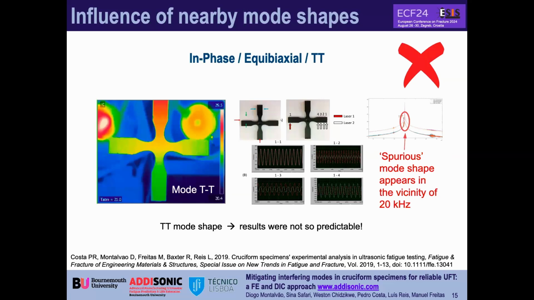Regarding the in-phase case, when we are in the phase loading, so all the arms are stretching at the same time, we face some issues. A spurious mode shape appears around 20 kilohertz. So we have used lasers at different points of the arms just to check what happens. And the results were not so good. So we need to do something.